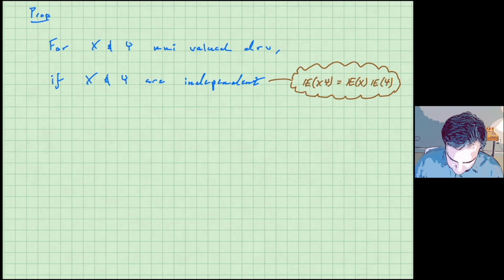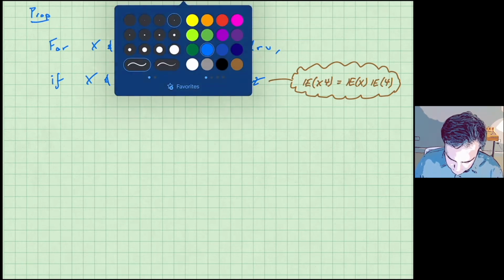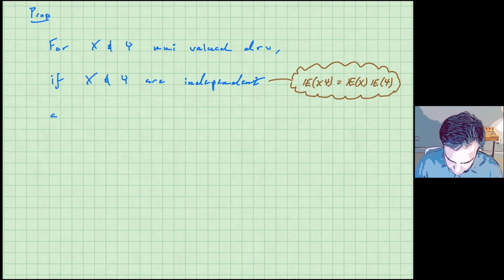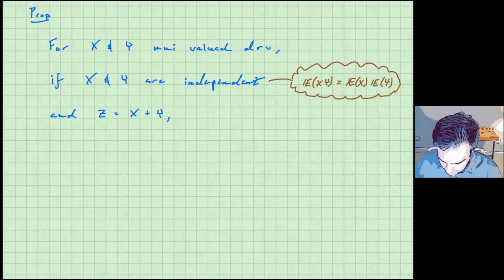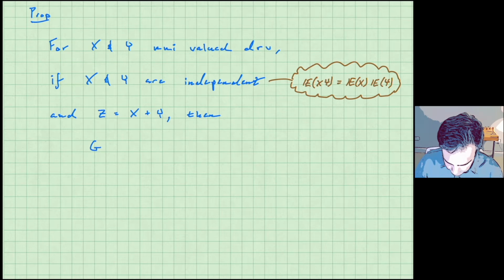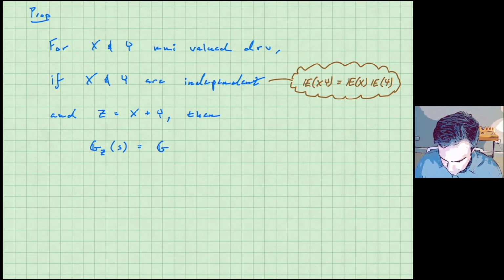So let's suppose that's the case, and you've got another random variable that's made out of these. You have this random variable z, which is the sum of x and y. Right, so that's the setup of the proposition. Then the following is true. The probability generating function for z is equal to the product of the two probability generating functions. Oops, the x goes down here.